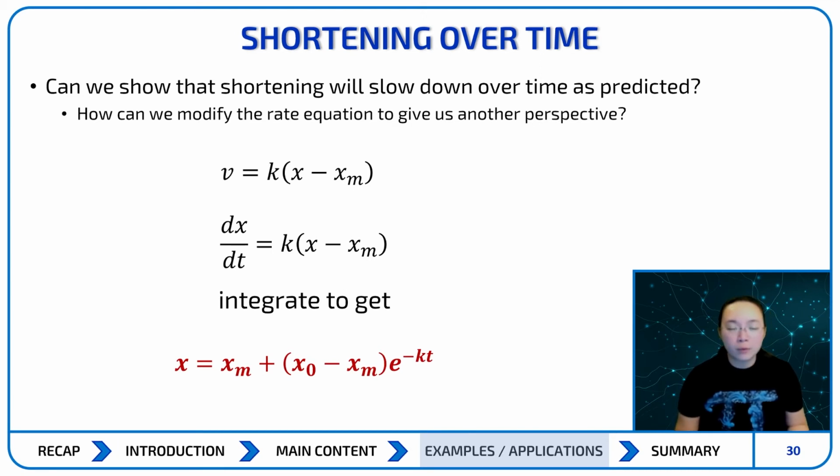This equation won't be tested. It's just to let you know that it is possible for us to model the behavior of shortening time just by integrating the equation for contraction rates. So what this equation tells me is that x is proportional to e to the power of negative kt. So it means that over time, the distance of contraction is going to get smaller and smaller.